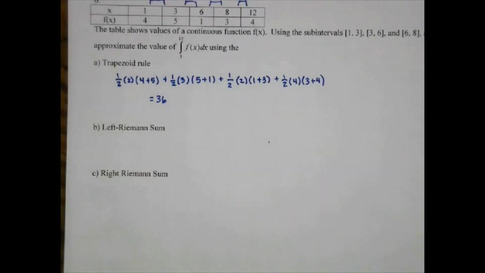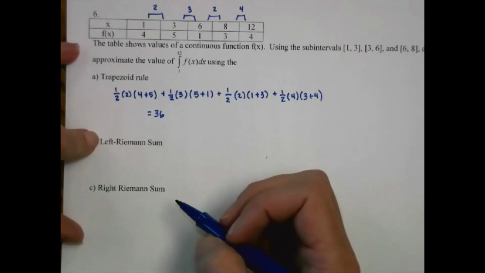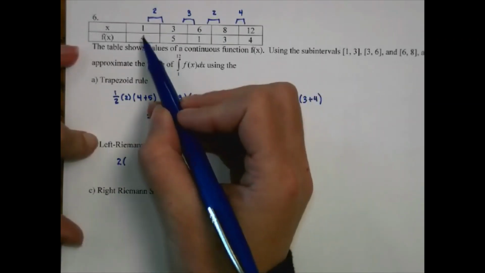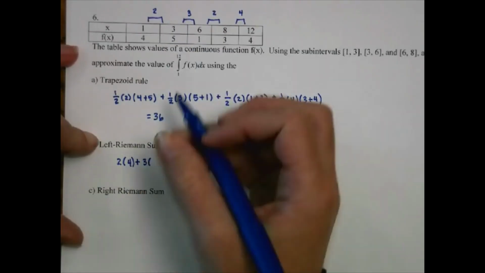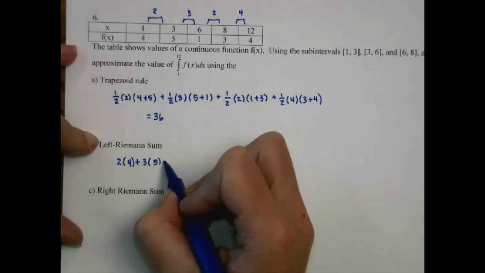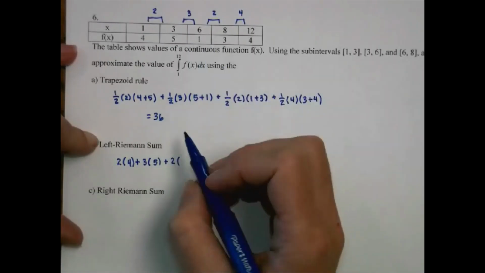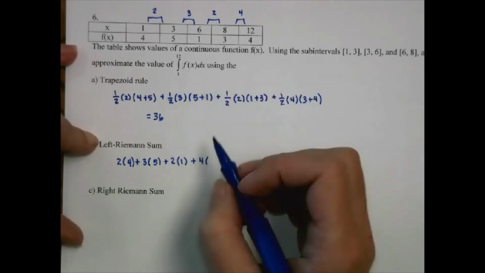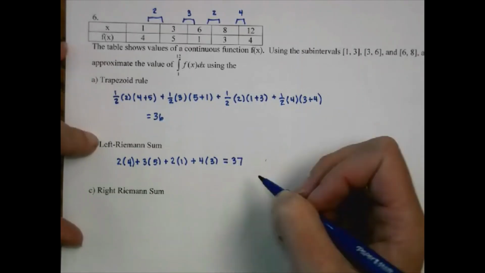The left-hand Riemann sum, we're doing rectangles now. So it's going to be the width times the height, and the height is going to be evaluated at the left side of the rectangle. So my first width is 2. The height for the first one, we're going to evaluate at the low end, so 4. The next one's width is 3. Its height is 5. The next one's width is 2. Its height is going to be 1. The last one's width is 4, evaluated at the left side at 3. All of that together is 37.